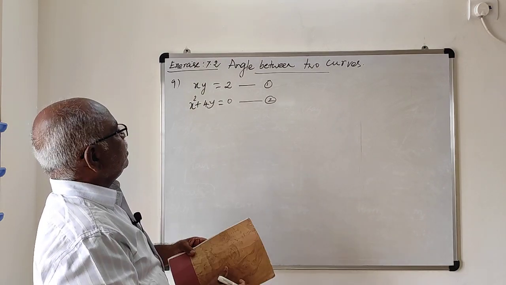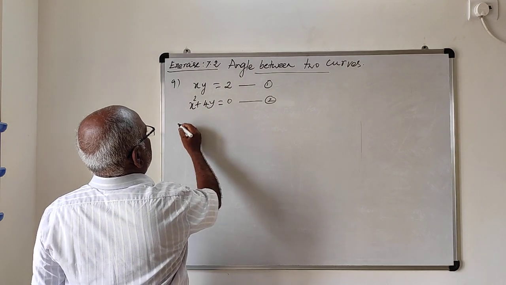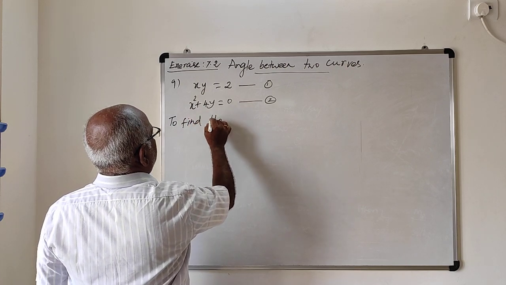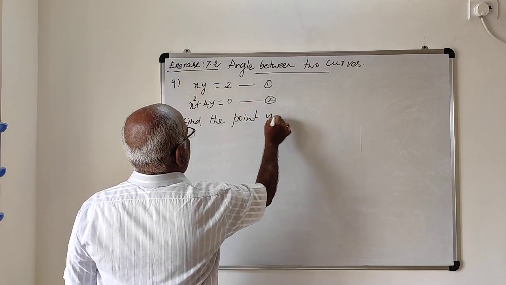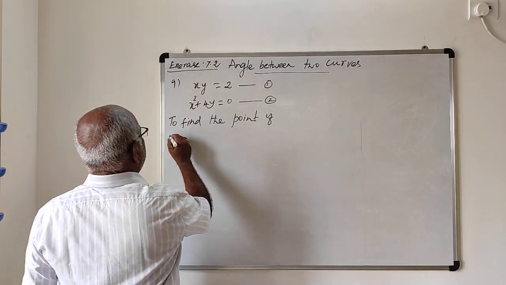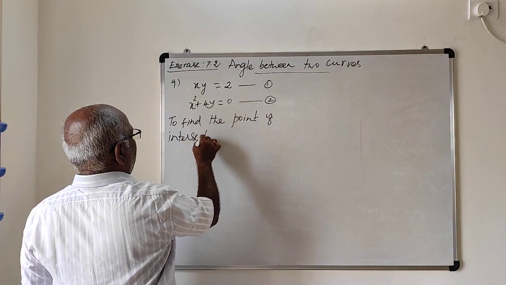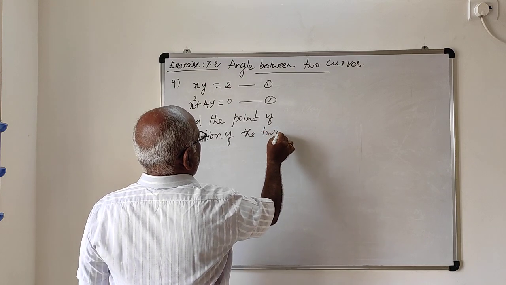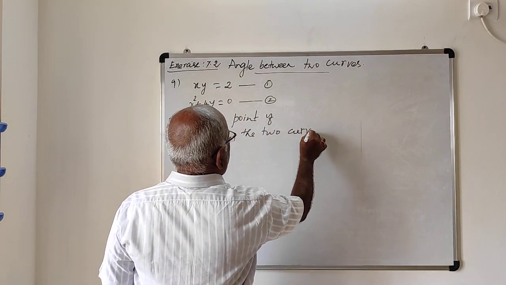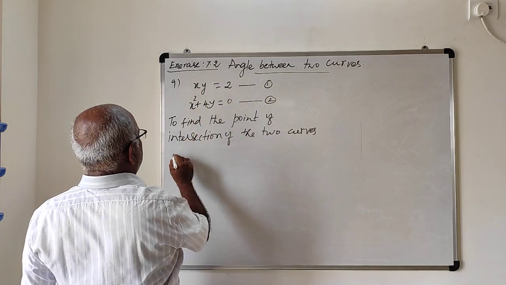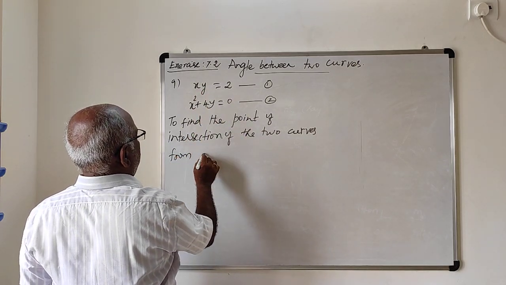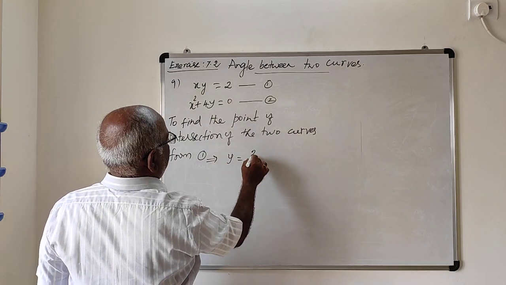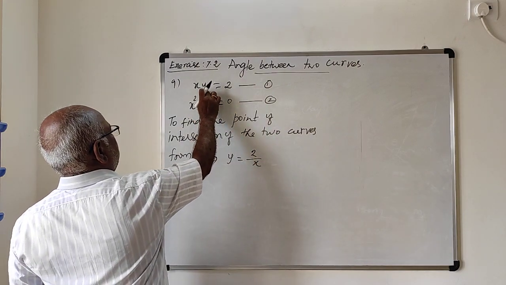First, we have to find the point of intersection of these two curves. The point of intersection of the two curves: from curve 1, xy equal to 2, I can get y equal to 2 by x.